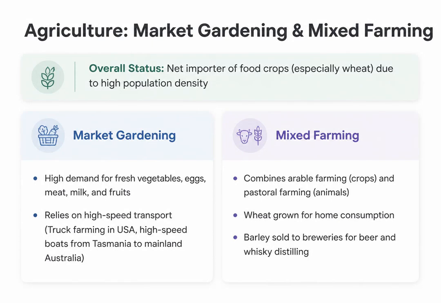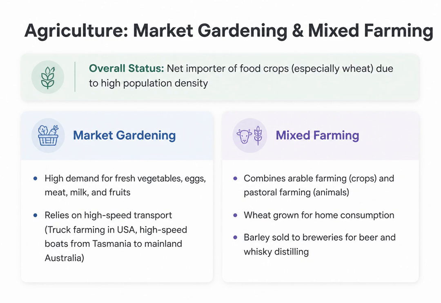Because Northwest Europe is so densely populated and highly industrialized, the region actually has no surplus food for export. It is a net importer of crops like wheat. However, domestic agriculture is highly specialized. Market gardening is huge here. There is a massive urban demand for perishable goods like fresh vegetables, eggs, and milk.